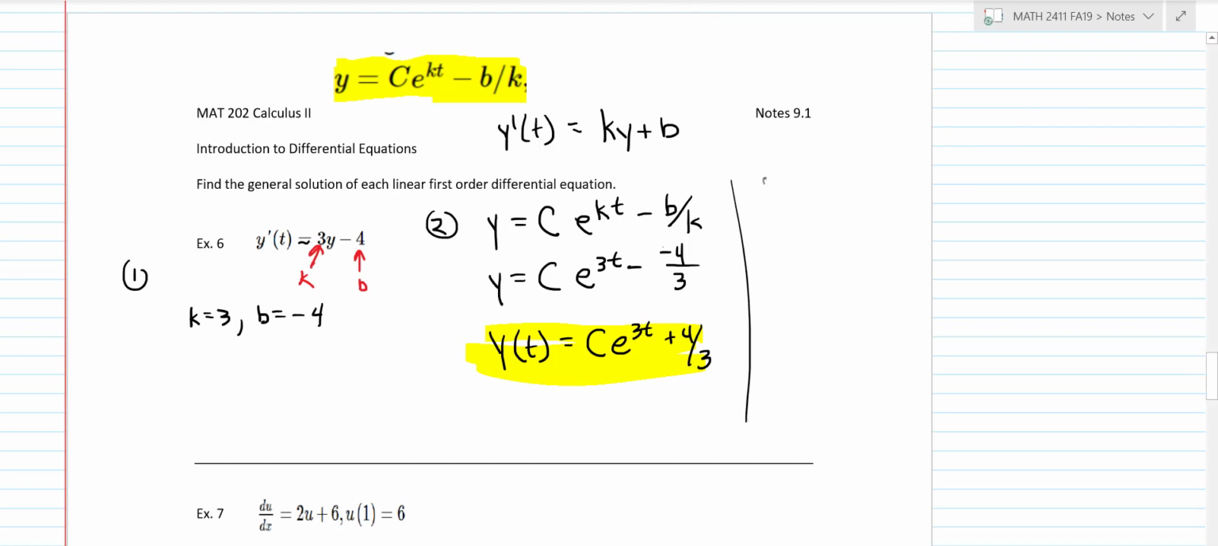Now the third part is optional. I'm just going to check my answer. I think it's worth doing when you're learning any type of equation, to be able to check and verify that you're right. If you go back to the differential equation I gave you, y prime of t is equal to 3y minus 4, we need to do two things. We need to figure out what y prime is. We already know what y is. Y is our answer, c e to the 3t plus 4/3. So we need to figure out what this derivative is.